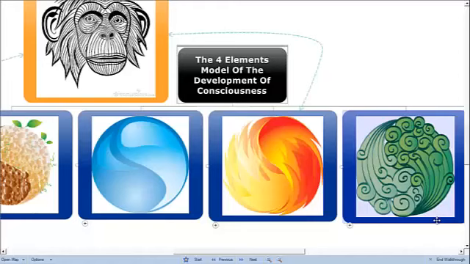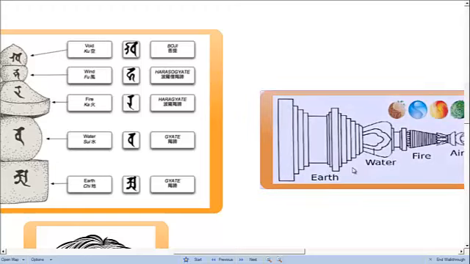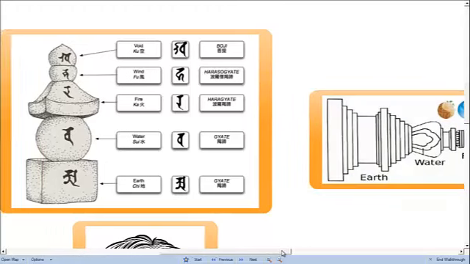This is your brother John An Shen, and today I'm going to do a quick seminar for you on the four elements model of the development of consciousness. We're going to get into this stuff kind of deeply here for a while, but before we do, I want to just show you a couple of things.